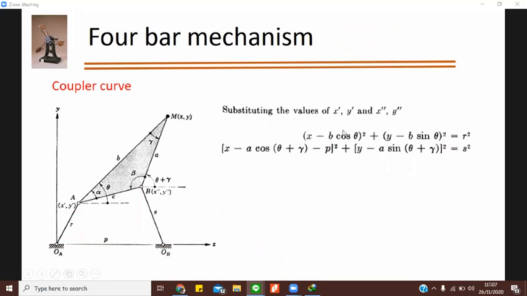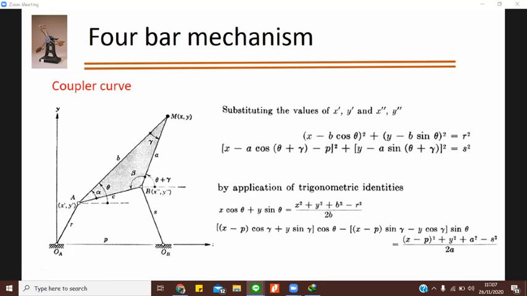So by application of trigonometric identities, we take out x cos theta plus y sin theta is equal to (x square plus y square plus b square minus r square) divided by 2b, right? So this is what you will get. And when you solve the other with trigonometric identities, you get (x minus p) cos gamma plus y sin gamma, into cos theta, minus (x minus p) sin gamma minus y cos gamma, into sin theta, is equal to ((x minus p) square plus y square plus a square minus s square) divided by 2a, right?